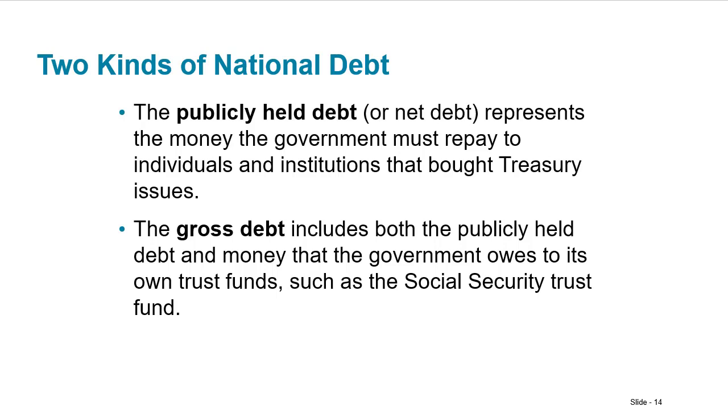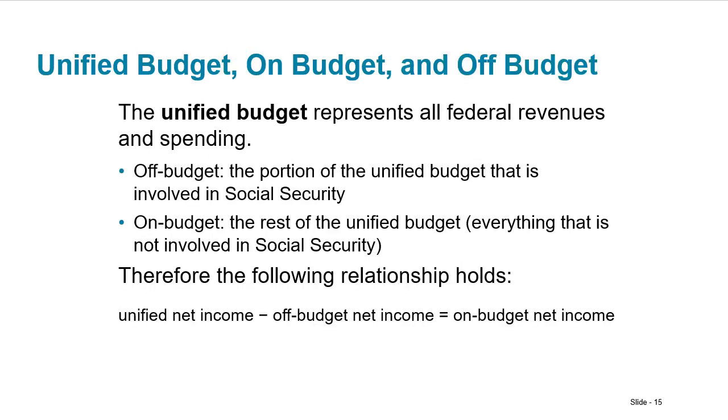And then the gross debt includes both the publicly held debt and money the government owes to its own trust funds, such as the Social Security Trust Fund. So they can also borrow against things. It's kind of like the old adage of robbing Peter to pay Paul, so to speak.